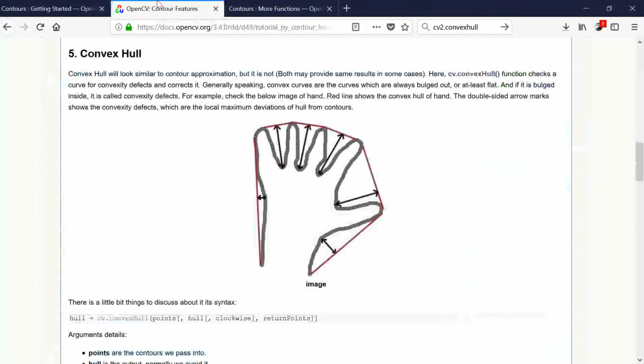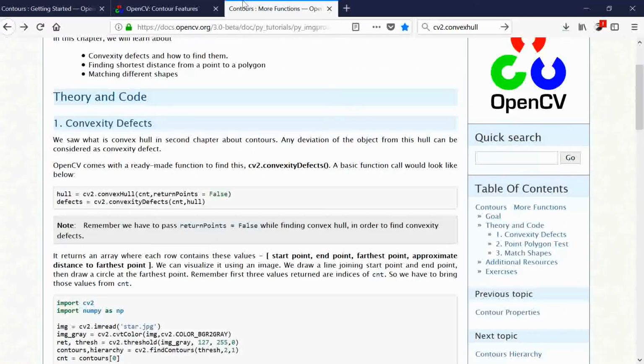After finding contours, we are going to find the convex hull. Convex hull will look similar to contour approximation, but it is not. The convex hull function checks a curve for convexity defects and corrects it. So these are the defects I was talking about. First we will find contours, then we will find the convex hull, and on the basis of this convex hull we will find convexity defects.